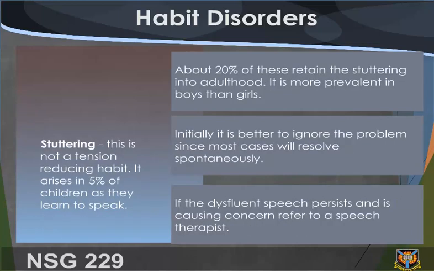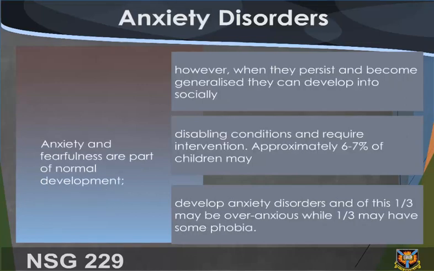Stuttering. This is not a tension-reducing habit. It arises in 5% of children as they learn to speak. About 20% of these retain the stuttering into adulthood. It is more prevalent in boys than girls. Initially, it is better to ignore the problem since most cases will resolve spontaneously. If the disfluent speech persists and is causing concern, refer to a speech therapist.